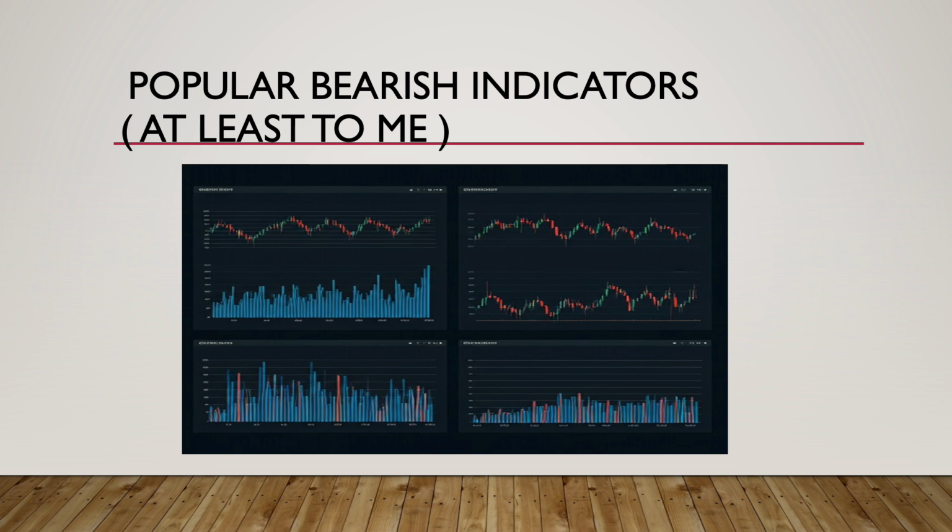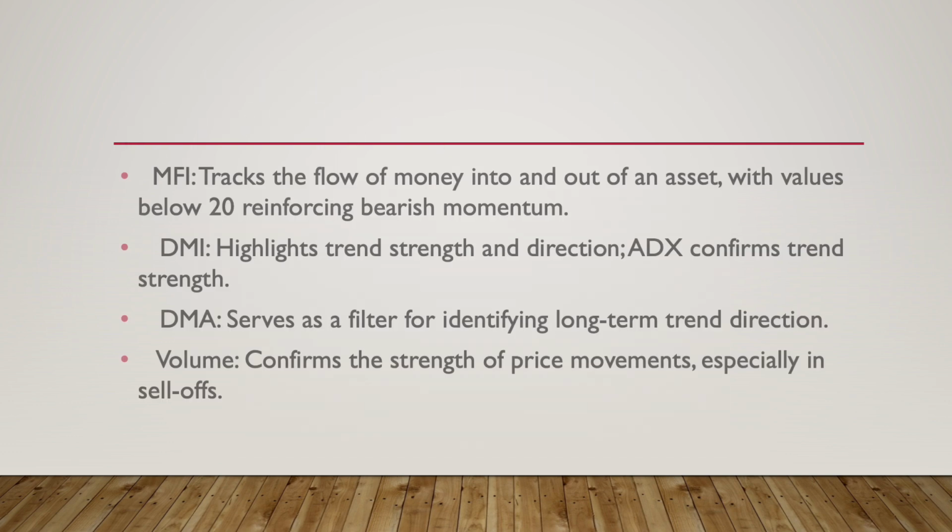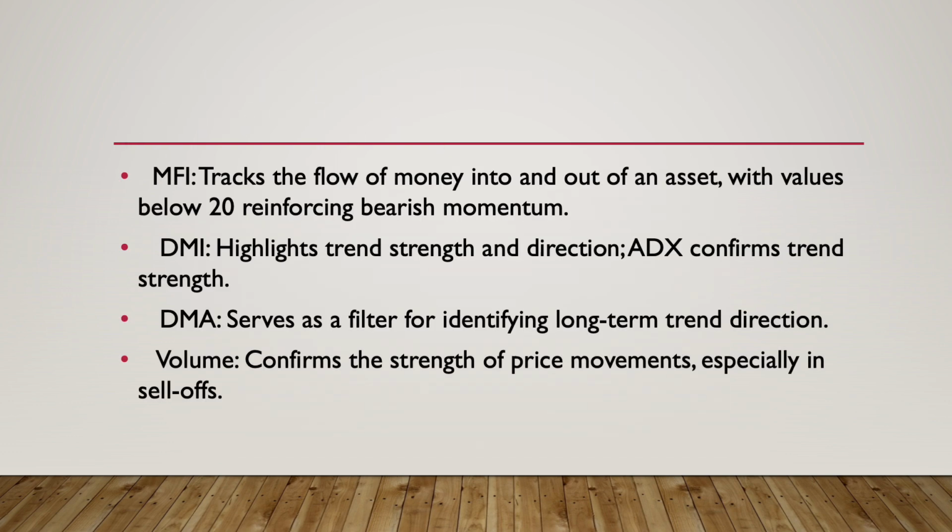Popular bearish indicators, at least to me. The MFI tracks the flow of money in and out of an asset, with values below 20 reinforcing bearish momentum. The DMI highlights trend strength and direction. The ADX confirms trend strength. The DMA serves as a filter, identifying long-term trend direction. And volume confirms the strength of price movements, especially in sell-offs.